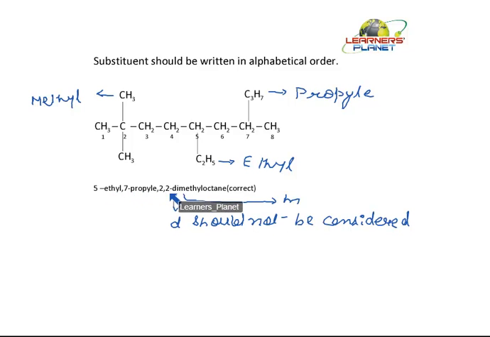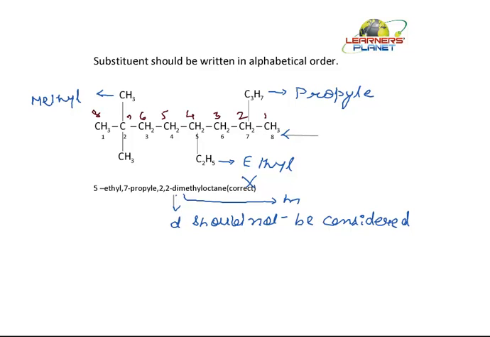So what would be the name? 5-ethyl, 7-propyl, 2,2-dimethyl octane. Is this wrong or right? We are getting M and we are assigning it the least number, so this is incorrect. What should I do? Because here M is the last one and we are assigning it the least number, we should start numbering from the right hand side. Right, so I'll get here 1, 2, 3, 4, 5, 6, 7 and 8.